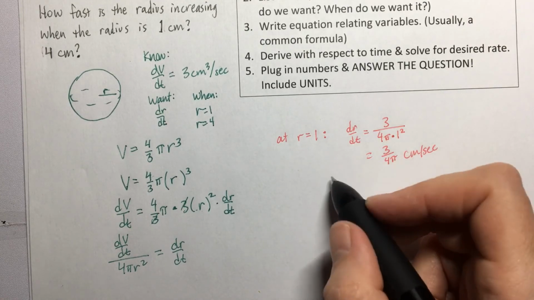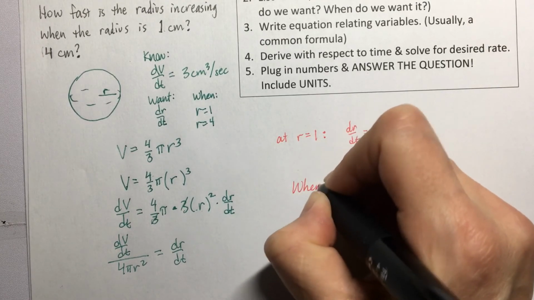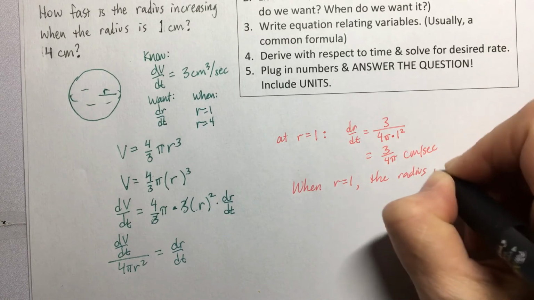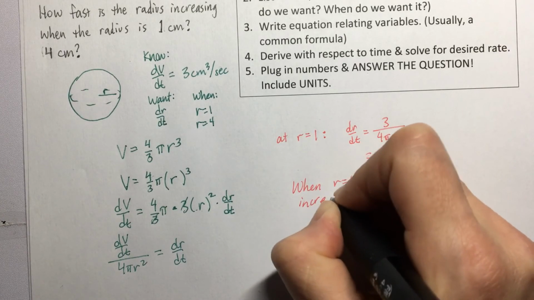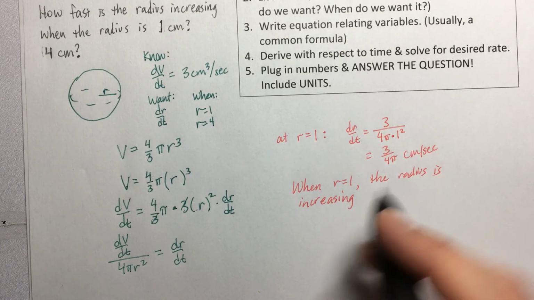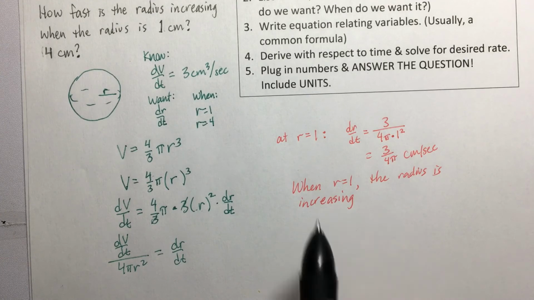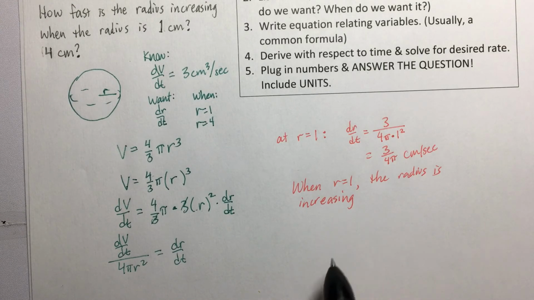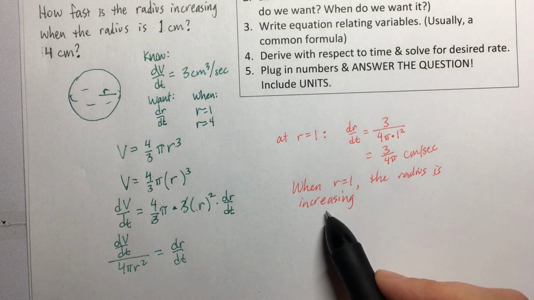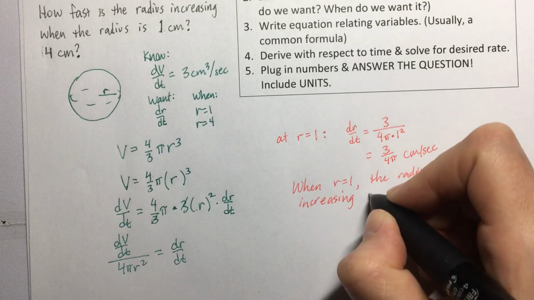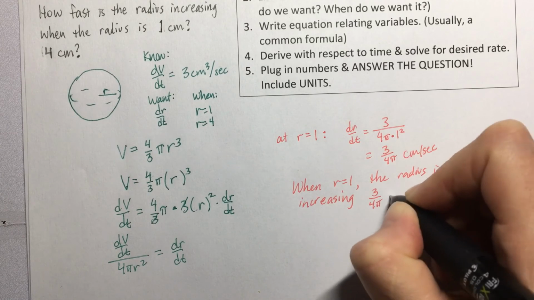So answering this in words would be like, when r equals 1, the radius is increasing, and I'm going to suggest, recommend, really force this on you: say words like increasing or decreasing and avoid the word changing, because changing is ambiguous, as that could mean smaller or bigger. And as humans, if something was decreasing, you wouldn't say it's changing a negative amount. You would say it's decreasing an amount. So just throwing that out there. So it's increasing 3 over 4 pi centimeters per second.